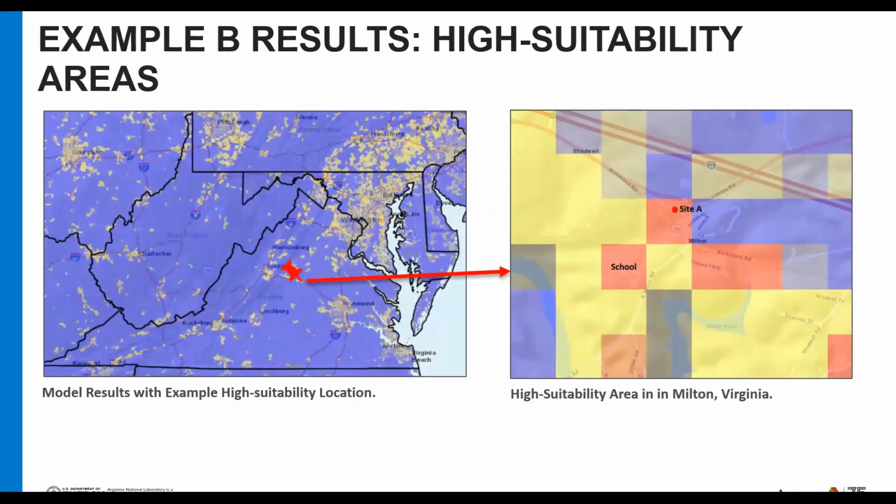Okay, so this is very similar to the results of example A. We have the modeling results of the entire study area to the left, and all these dispersed yellow shades indicate that these areas are somewhat suitable to place a charger. And then we zoom into one high suitability area in Milton, Virginia, as shown on the map to the right.